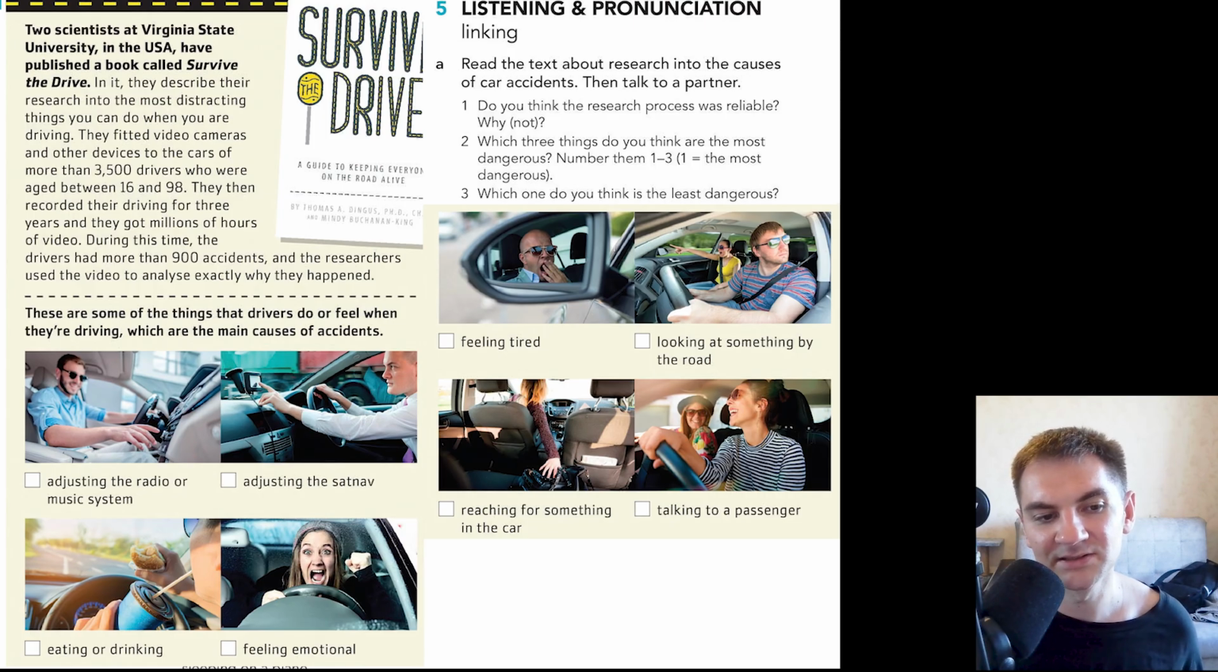they happened. These are some of the things that drivers do or feel when they're driving, which are the main causes of accidents. Adjusting the radio or music system, adjusting the sat-nav, eating or drinking, feeling emotional, feeling tired, looking at something by the road, reaching for something in the car, and talking to a passenger.